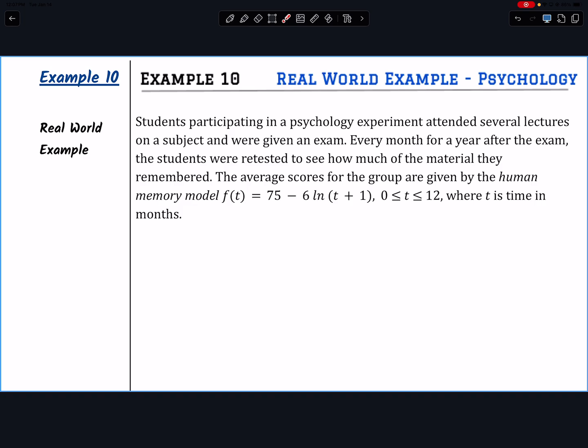So this says students participating in a psychology experiment attended several lectures on a subject and were given an exam. Every month for a year after the exam, the students were retested to see how much of the material they remembered. The average scores for the group are given by the human memory model function. So for our problem, that's what we're focusing on. F of t is equal to 75 minus 6 times the natural log of t plus 1, where for our case, t is between 0 and 12, where t is time in months, okay?